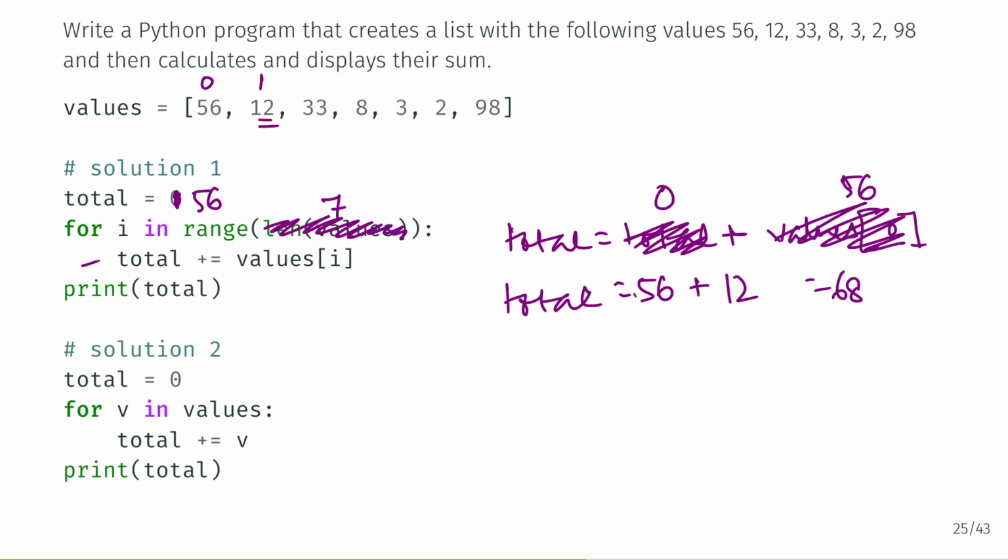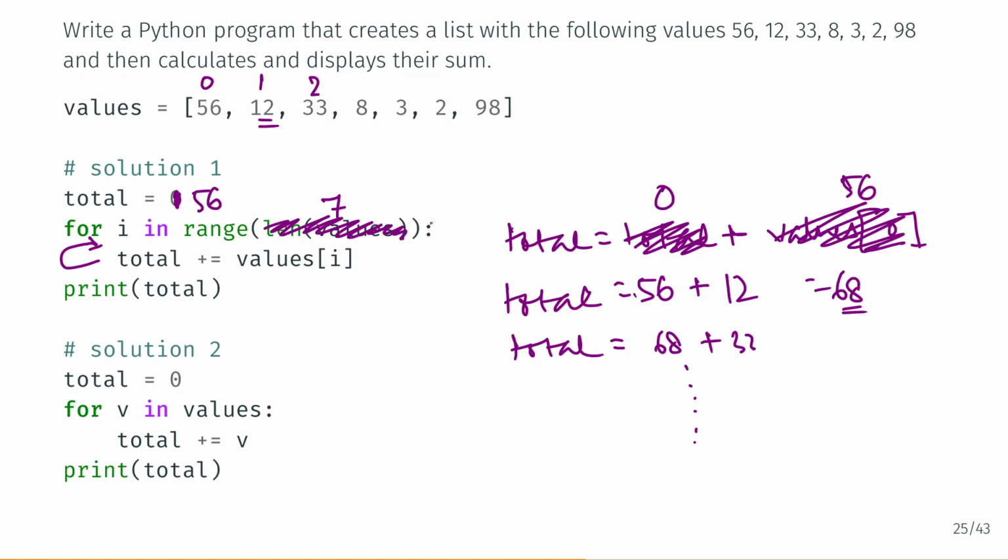And then you go back to this loop and do this again, but this time i has become 2. It was 1, now it's 2. So you say total equals total plus values 2. So total equals the previous value, which is 68, plus values 2, which is 33. And so on and on it goes.